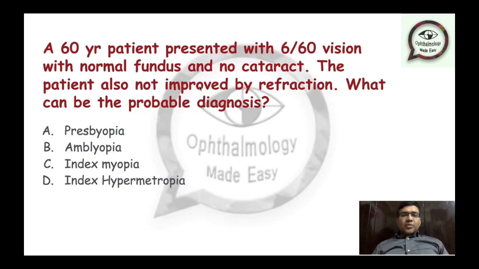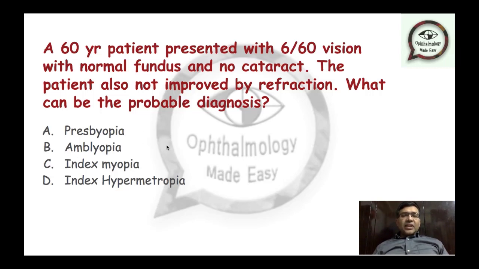The next question was a 60-year-old patient presented with 6/60 vision with normal fundus and no cataract. The patient also did not improve with refraction. What is the probable diagnosis? The diagnosis here is amblyopia, where the vision is not corresponding to the structural features of the patient. If they would have asked a 60-year-old patient who came with 6/6 vision for distance and N36 for near vision, then the answer would have been presbyopia.